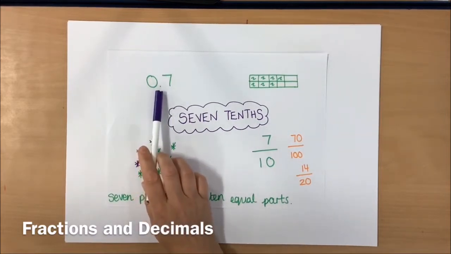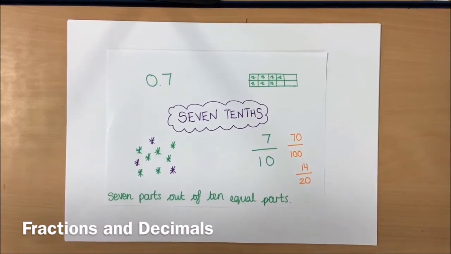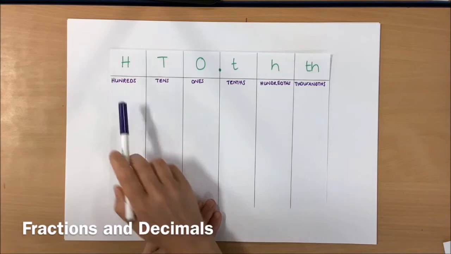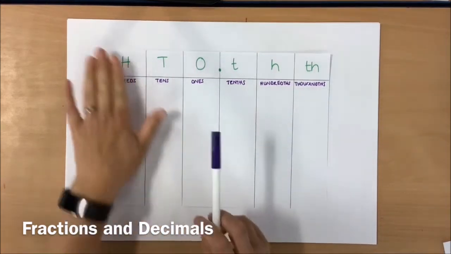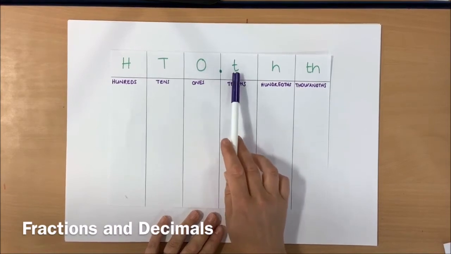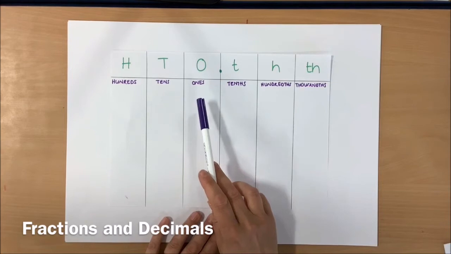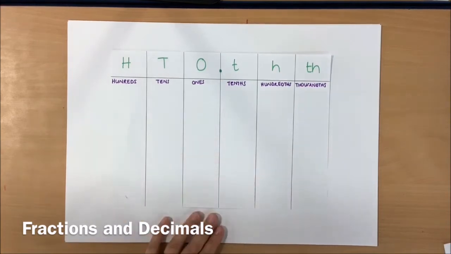And this is another way of writing 7/10, because if we look at a place value grid, I'm just going to put one there for you, we know that we've got hundreds, tens and ones, and of course we know that they keep going that way as well. But the next column after ones is tenths. 10 tenths makes a whole one, 10 ones makes a 10, 10 tens makes 100, and so on. That's how our place value grid works.